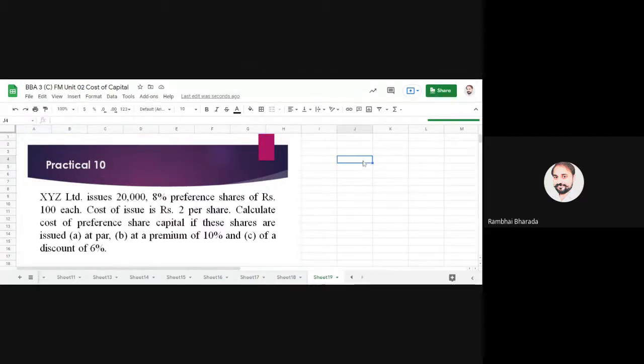Now, can you tell me the formula? Here, cost of preference capital Kp is equal to Dp upon Np. We want 2 values, one value Dp, second value Np. Here Dp means preference dividend.